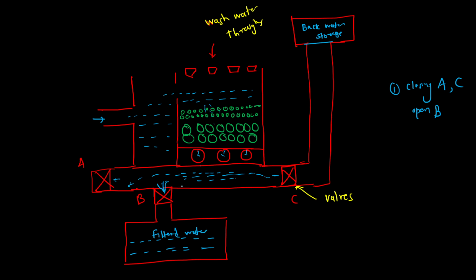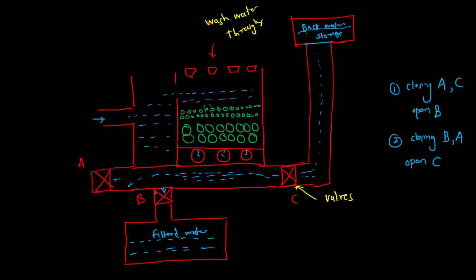Once the filtration process is completed, we are closing valve B now. So this B valve is closed, and we are closing A also. We keep valve A closed, and we are opening the C valve. So what is happening when we open the C valve? Whatever the backwash water storage is there, you can see that it is present at a higher level. So this water will start coming down, entering through this valve C.